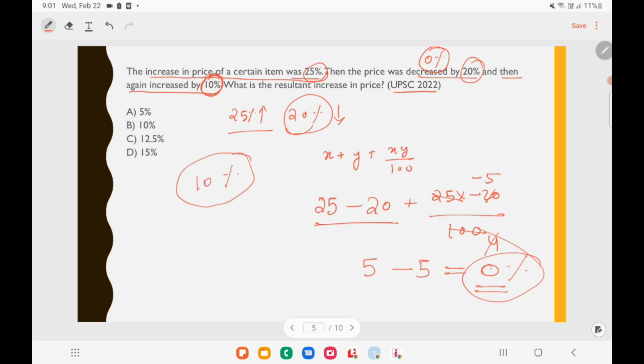Because there is no change in percentage, it is 0. Then you are adding 10 again. So the total will be 10%. If you have any doubt, you can use the formula. So first it is 0%. Now it is 10%, right? So x plus y plus xy by 100, where x is 0 and y is 10. So just take 0 plus 10 plus 0 into 10 by 100. You will get 10 itself. So the answer is B, 10%.